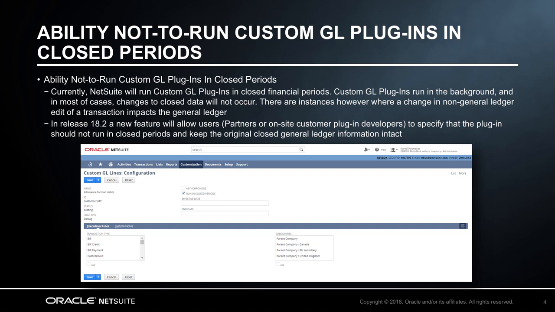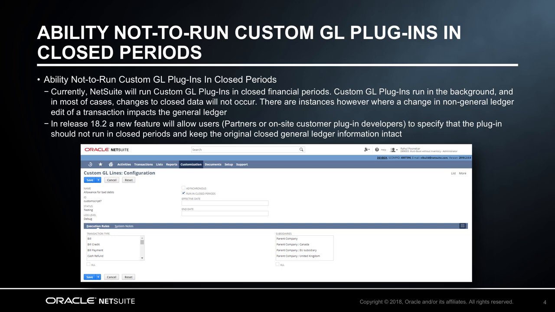You can use the Custom GL Lines plugin to comply with a wide range of global accounting standards by applying custom transaction logic that adds lines to the NetSuite GL impact page. Currently, NetSuite will run custom GL plugins in closed financial periods. Custom GL plugins run in the background, and in most cases, changes to closed data will not occur.